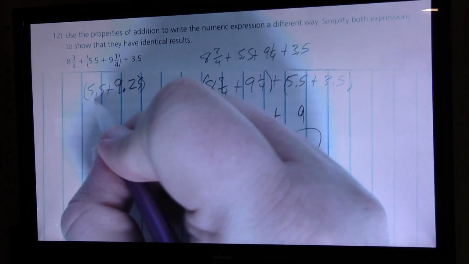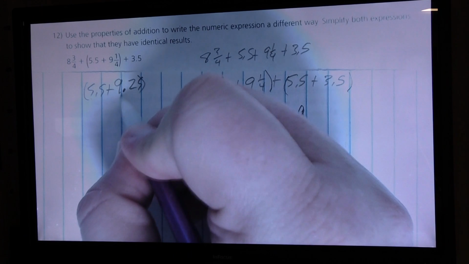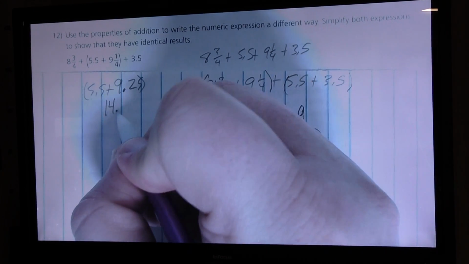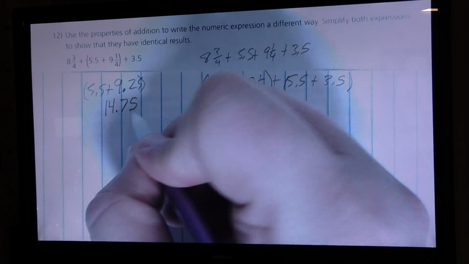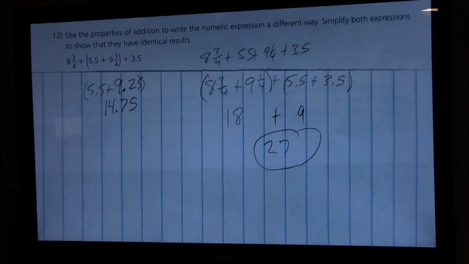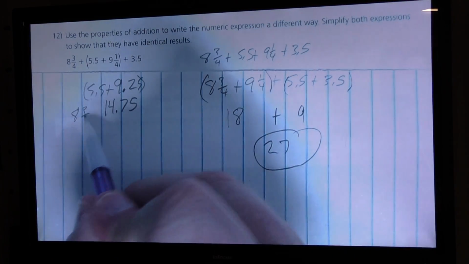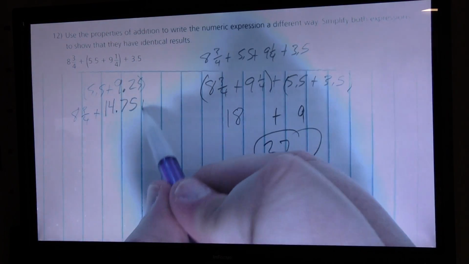Now when I do that, 5.5 plus 9.25 is going to give me 14.75. Y'all agree with that? Do you agree with it? Yes. Now I need to bring this 8 3/4 down and this 3 1/2 down.